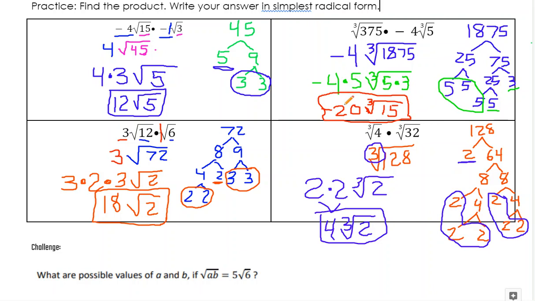-4 times 5 gave me -20. 5 times 3 gave me 15. And that's my final answer. -20 times the cube root of 15.